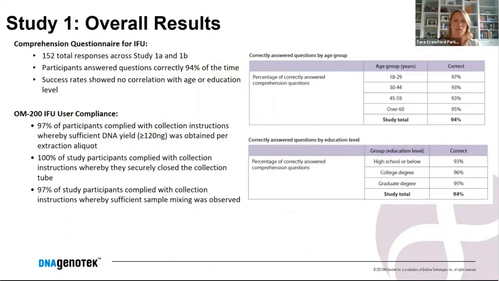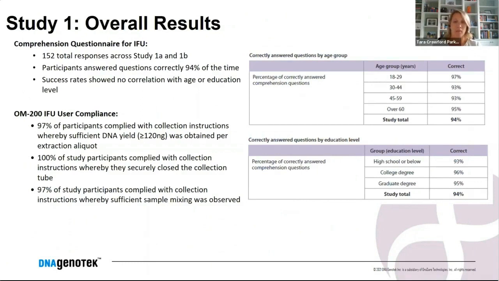Across this large 2-part study, we had a total of 152 responses to the comprehension questionnaire that asked specific questions regarding the critical steps of the IFU. From these responses, participants answered the questions correctly 94% of the time. Success rates showed no correlation across user groups that were based on age and education, indicating that the IFU is easy to comprehend for the general population.